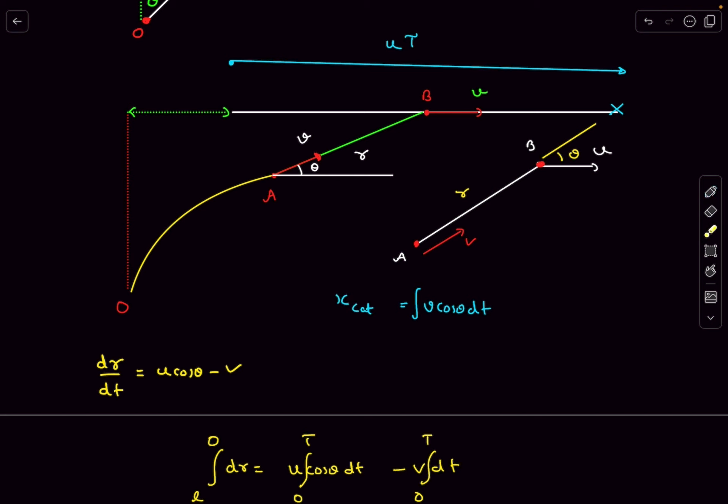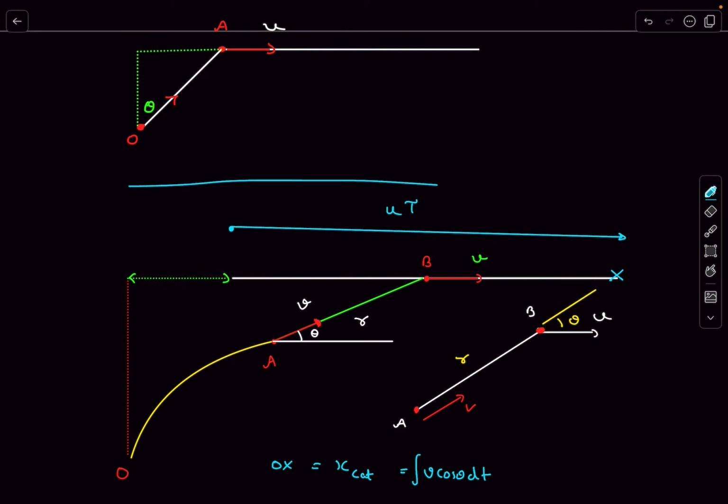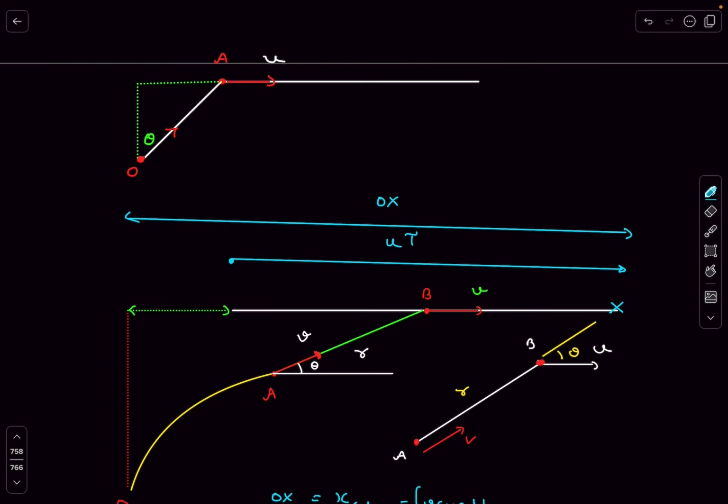If you do the integral of v cos theta dt, you will get the distance Ox. So this is also equal to, let's just write it as, Ox. This complete distance over here is the distance Ox. Now what is this green dotted length, guys? This length was equal to L, so this length is going to be L sine.